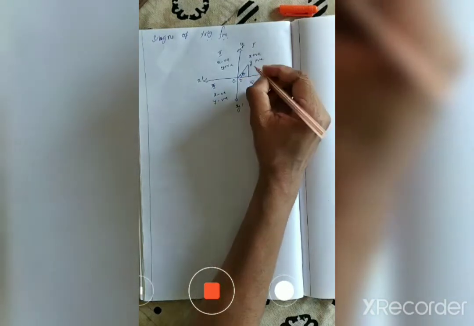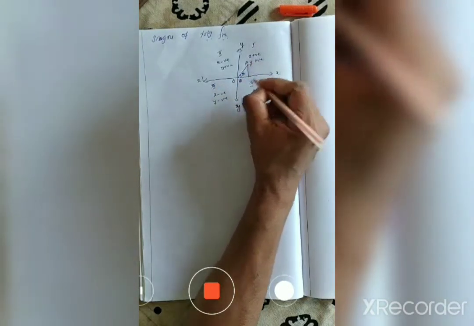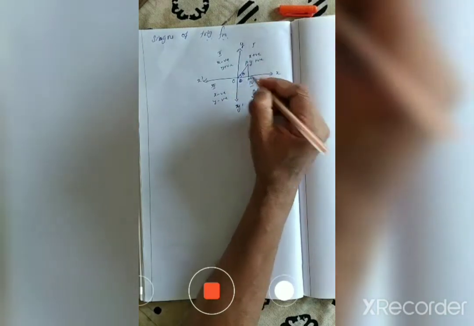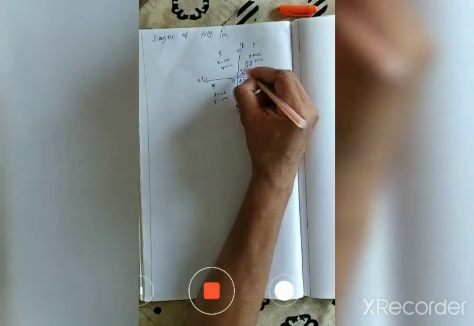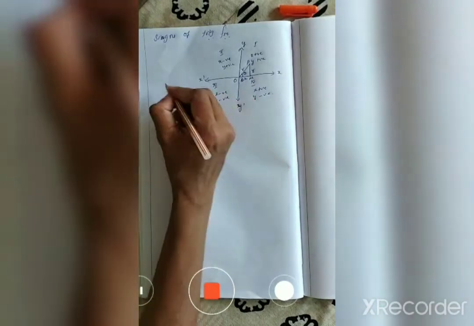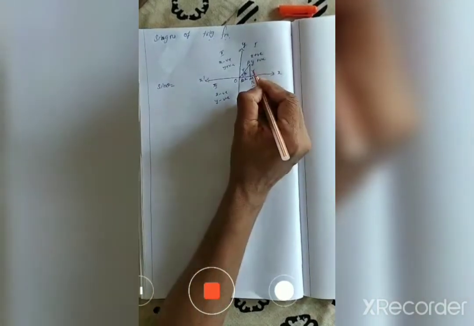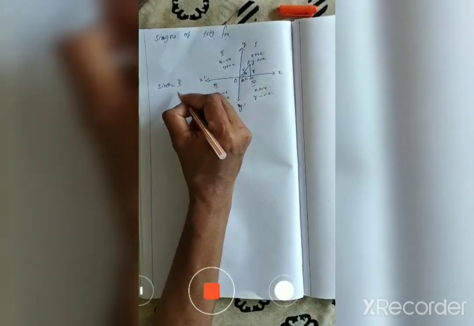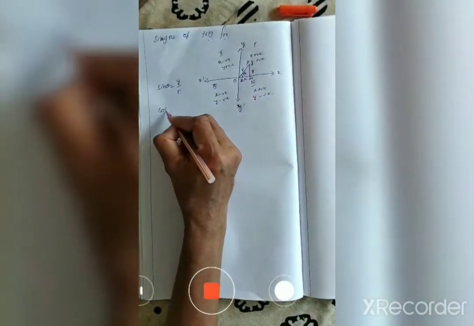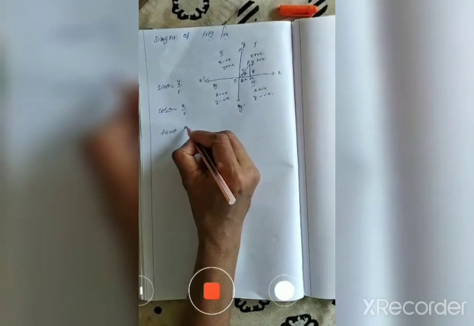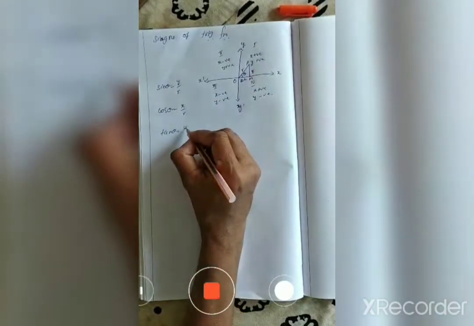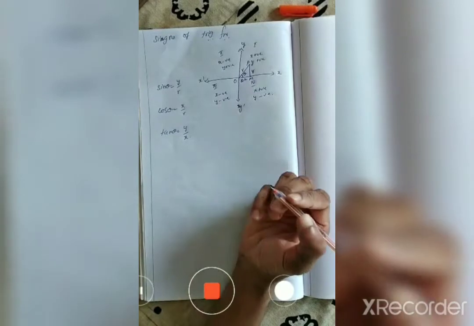This is anyhow the origin. Say this is the point P and say this is the point M, and this distance say x, and say this is y, and say this is r. Hypotenuse is r. Now if you define sine theta, opposite side by hypotenuse, that is y by r. Cos theta is adjacent side by hypotenuse, x by r. And tan theta is opposite side, y, by adjacent side, x.